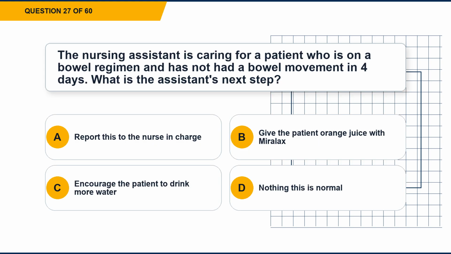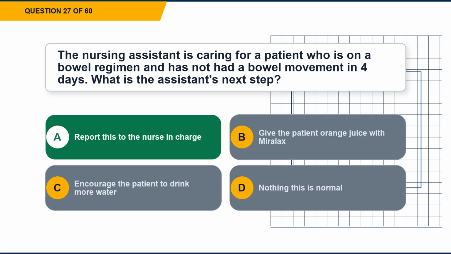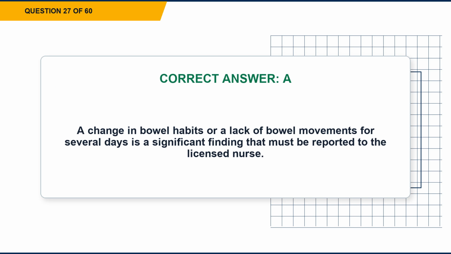Question 27. The nursing assistant is caring for a patient who is on a bowel regimen and has not had a bowel movement in 4 days. What is the assistant's next step? Option A, report this to the nurse in charge. Option B, give the patient orange juice with Miralax. Option C, encourage the patient to drink more water. Option D, nothing, this is normal. The correct answer is option A, report this to the nurse in charge. Explanation: a change in bowel habits or a lack of bowel movements for several days is a significant finding that must be reported to the licensed nurse.